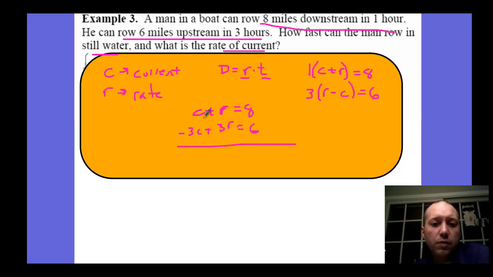So that's an R right there. And then we solve that system. I'm not going to go through all the work of solving it. I'm just going to talk about how you set up the problem. You should be able to solve it.